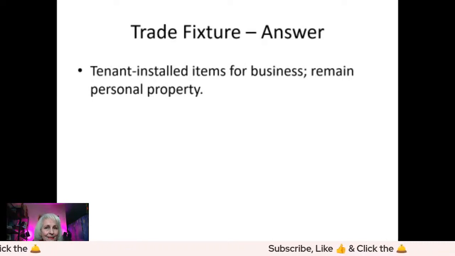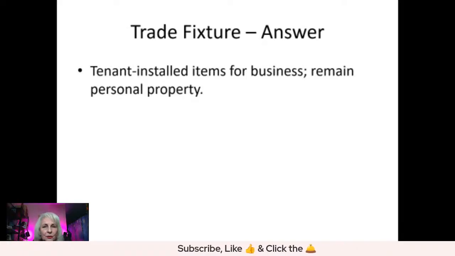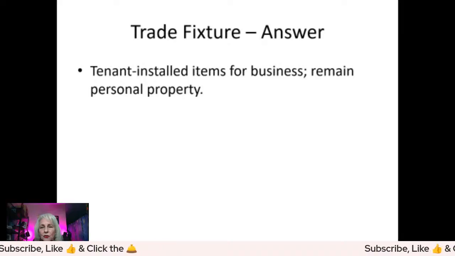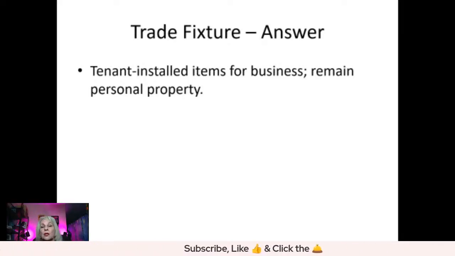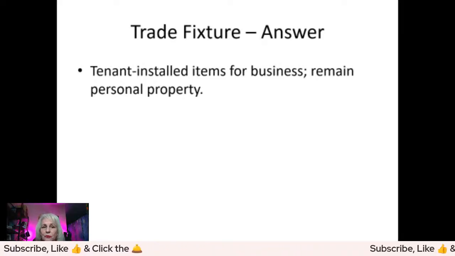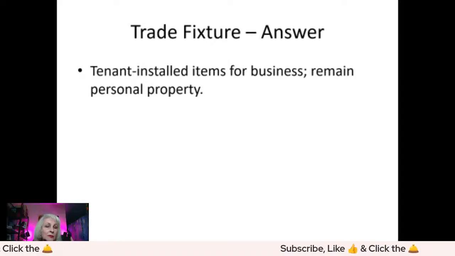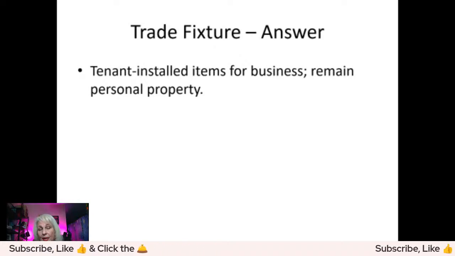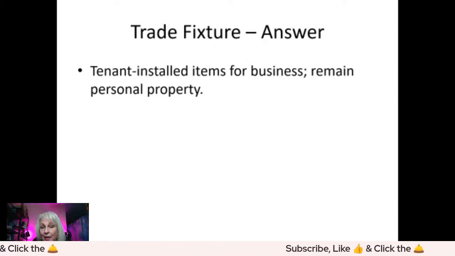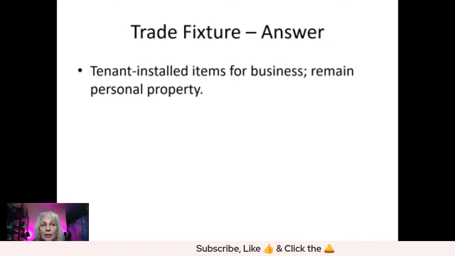A dentist has dentist chairs for their clients, and doctors or masseurs, they have tables that they do their massaging in. So these fixtures that belong to the business, those are trade fixtures that will be somewhat permanently installed while they're renting the property. However, it is their property, and once their lease expires, they will take them with them. So it remains personal property.